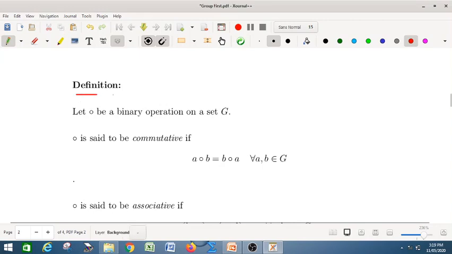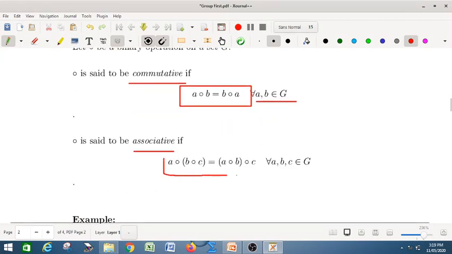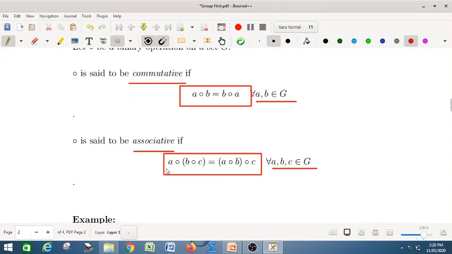Next, we define a binary composition commutative if A circle B is equal to B circle A for all A, B belongs to G, and associative if (A circle B) circle C is equal to A circle (B circle C) for all A, B, C belongs to G. So this is the commutative property, A circle B is equal to B circle A, and A circle (B circle C) is equal to (A circle B) circle C. That is, first you take the operation on B circle C, then you take the operation with A, like sets. In set theory, the operations use the commutative and associative properties. So this is the associative property in binary composition.